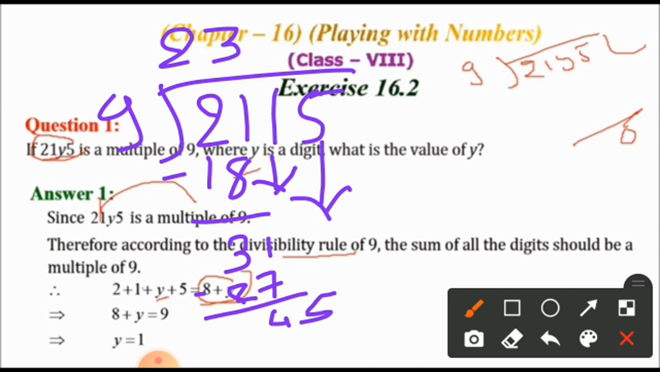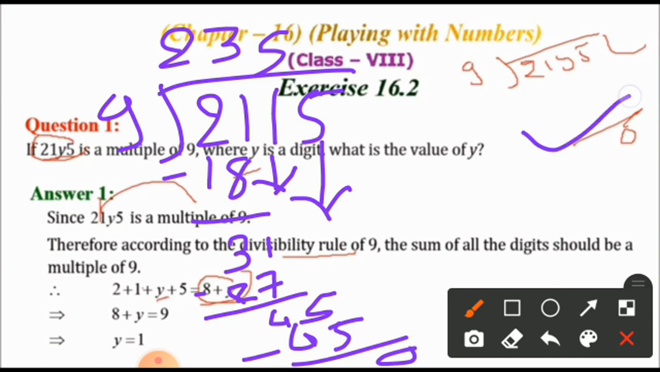Okay. Now 9 table up to 45. 9 4s are 36. 9 5s are 45. So our answer here is 45. So 45 minus 45 will give you a 0. So here I said it.